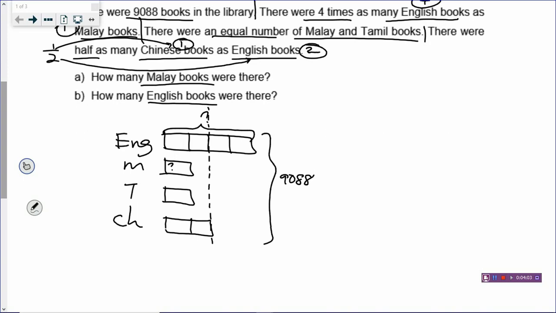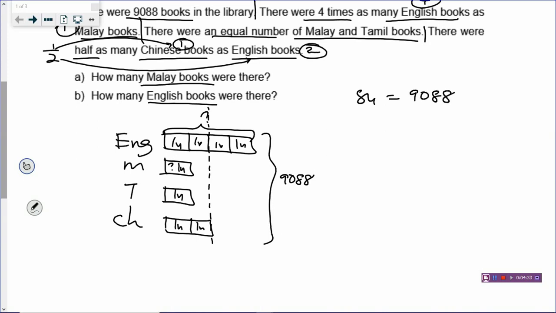Okay, so this is the whole idea of model drawing: to be able to draw out the problem, and then you see the model and use the model to come up with the steps. Alright, so let's look at the model, and you can see that every box looks the same. So you call them all units. Model drawing is about making units out of the model. Then what else do we do next? We can add up all the boxes, which is a total of 8 units, and that is equal to 9,088.